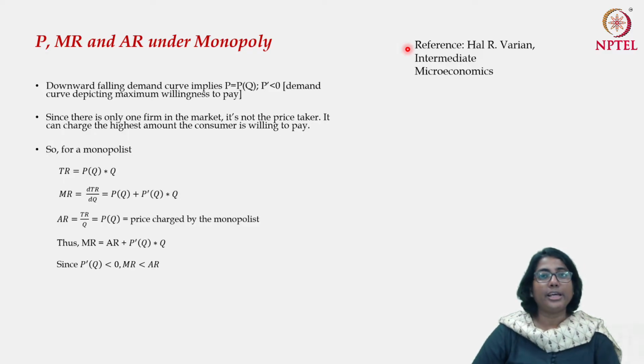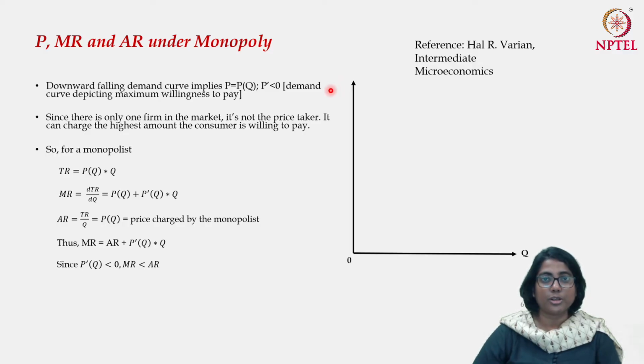So let us look at the equilibrium that you have in monopoly and how there is a deviation from the equilibrium that you had already obtained in the context of the perfectly competitive market structure. So we start with the downward falling demand curve in the case of monopolies. This is similar to perfect competition. This is nothing new. There is a downward falling demand curve, and this demand curve is represented as P as a function of Q.